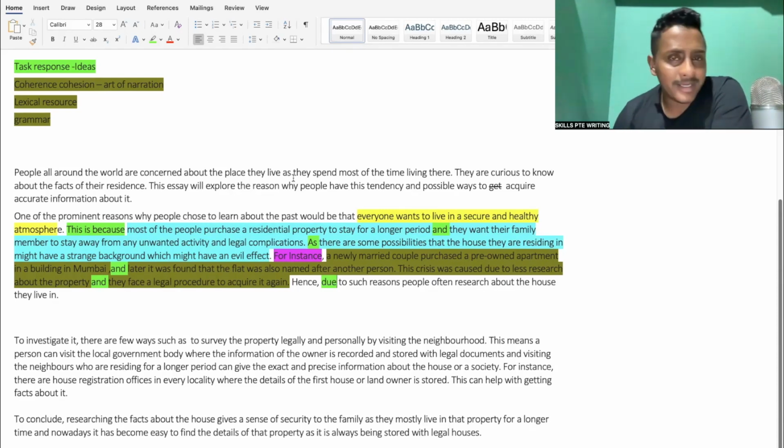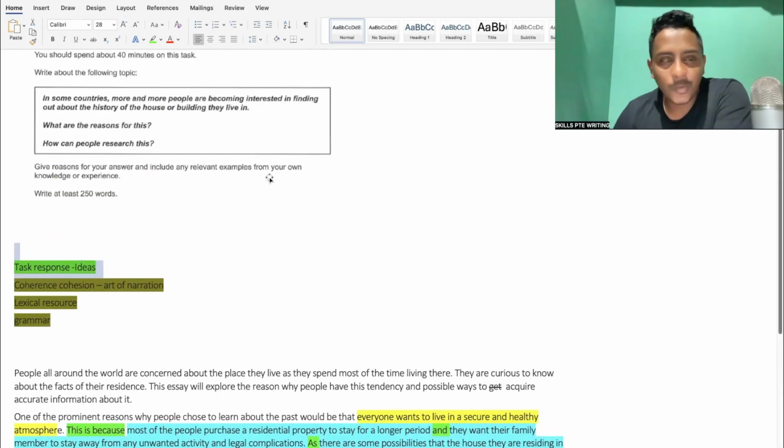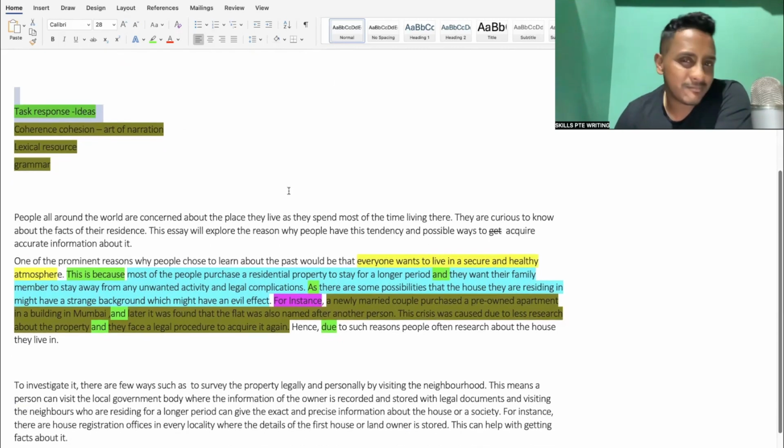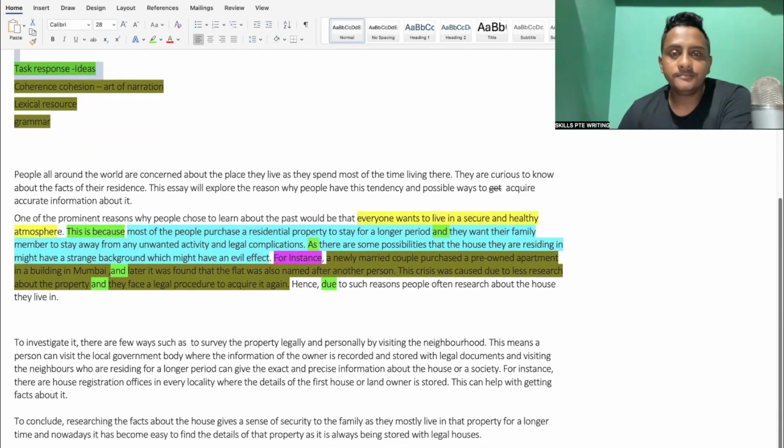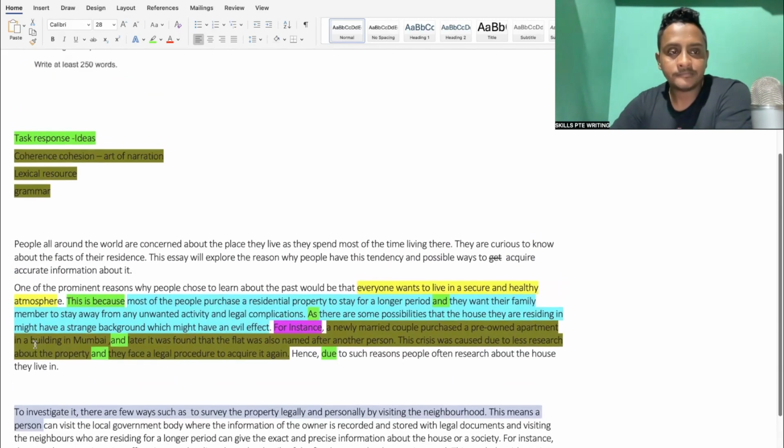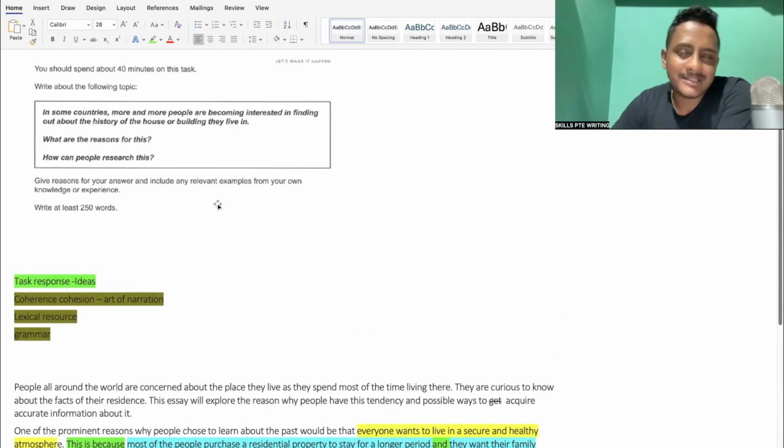So he's put in the right efforts. Everything is perfect. Just that ideas were not in sync with the question asked. As a result, this would be 6.5, not more than that. So let's also review this. The below part. The question says how people can search this.